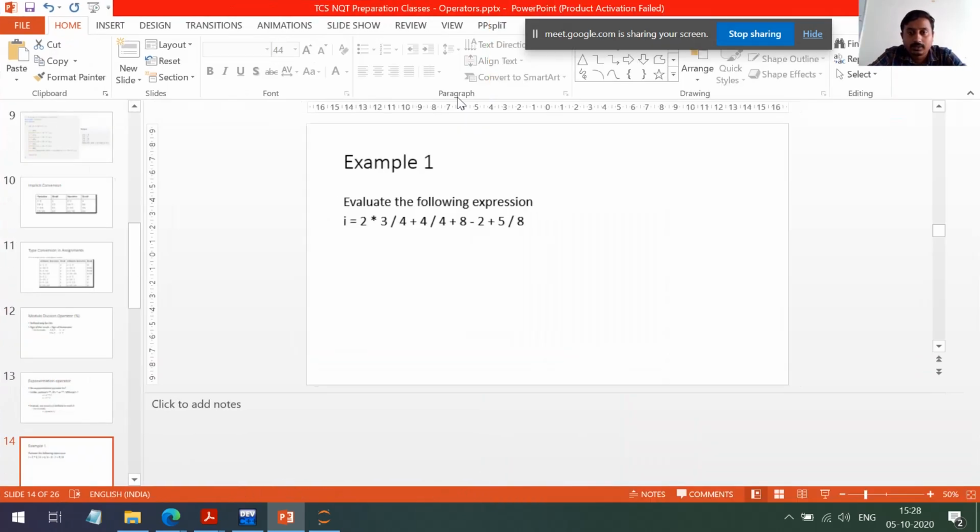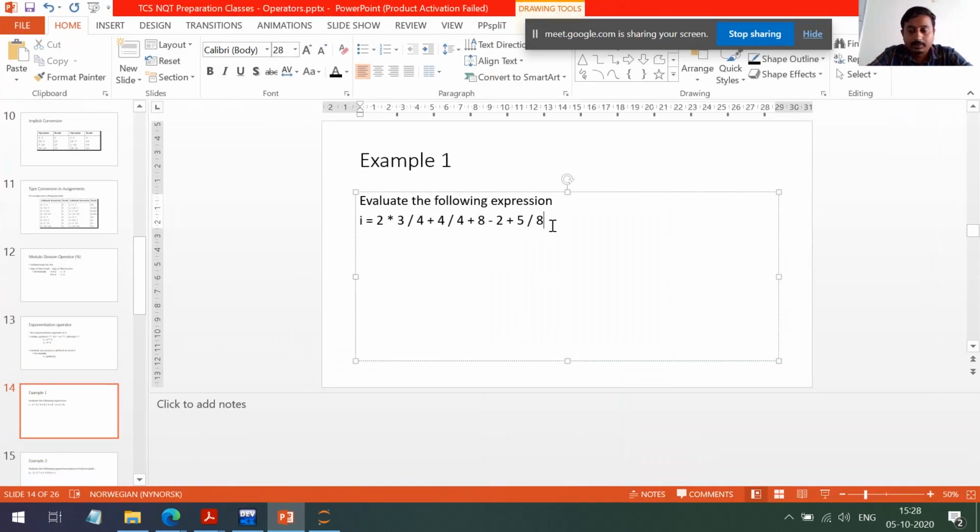Okay, so let us solve this. All the arithmetic operators have associativity from left to right, so we have to go from left to right. Here we have multiplication and division, they are the highest priority terms, so we go from left to right.